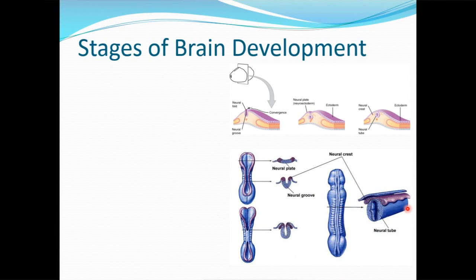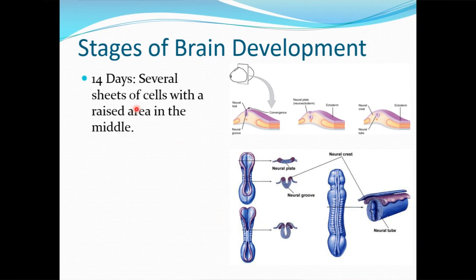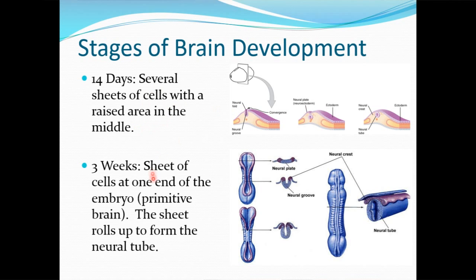So let's look at the stages of brain development. At 14 days after conception, several sheets of cells have a raised area in the middle. And at 3 weeks, the sheet of cells at one end of the embryo, the primitive brain, rolls up to form the neural tube. So here you see it rolling up, forming the neural tube. That's at 3 weeks after conception.